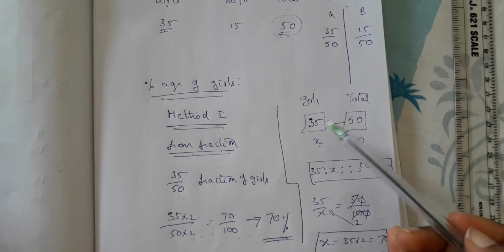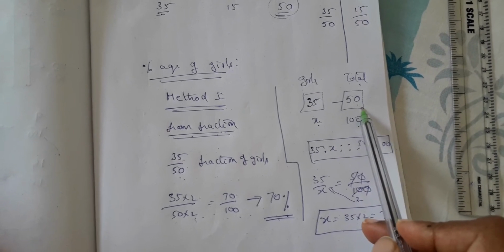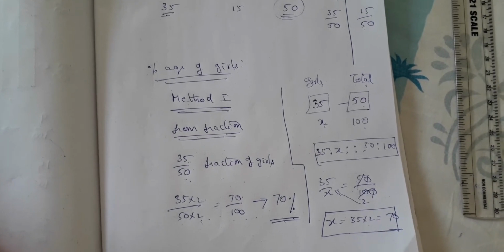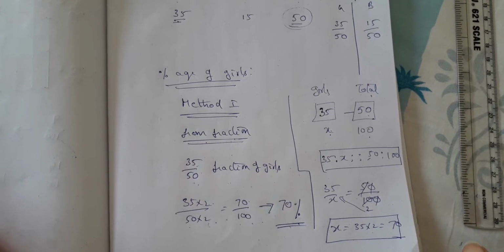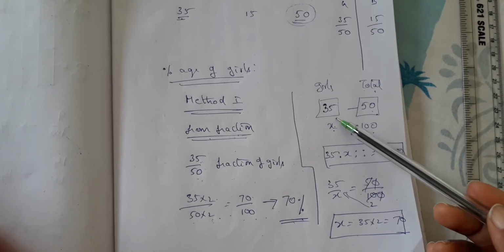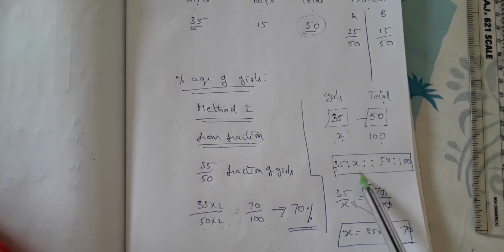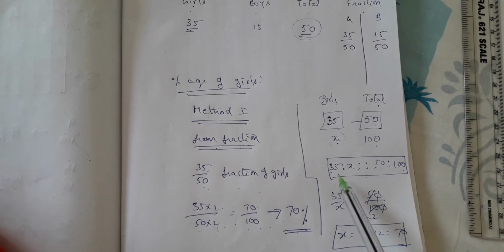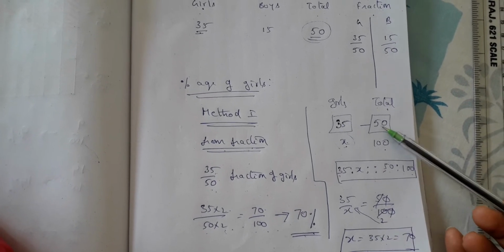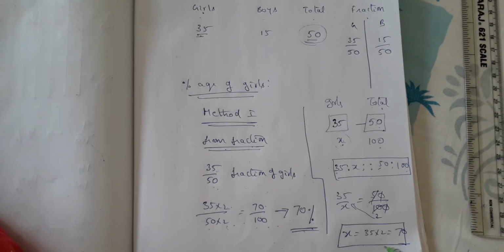This is the direct method. We know the number of girls in the classroom is 35. In that classroom, how many total children are there? 50. Now we are asked to find the percentage. Percentage means for 100, how much. Simply, percent means per 100. So if we take the total as 100, we have to find how many girls there are. Since we don't know, we put it as x. You can write 35 is to x as 50 is to 100, or directly 35 by x is equal to 50 by 100. So you get x is equal to 70. Beautiful, children? So copy it down.